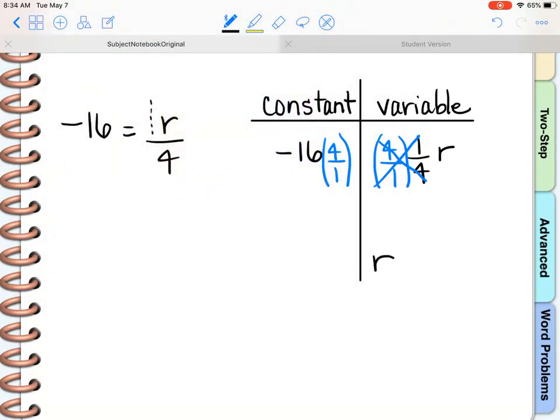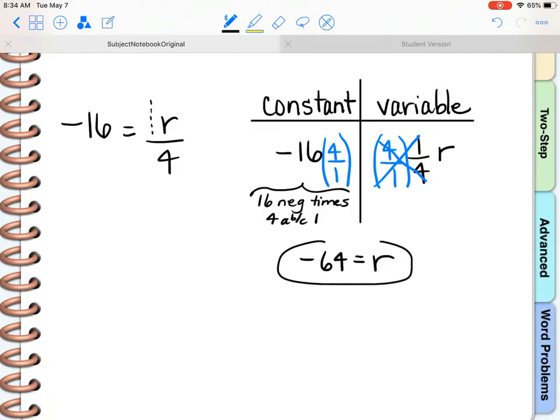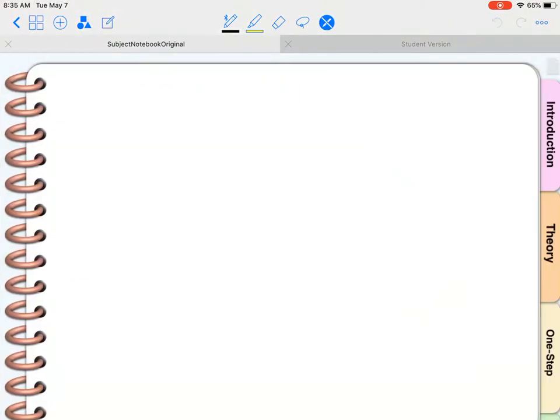So I'm left with r on this side, and then negative 16 times 4 ABC 1, and that is negative 64 as the solution. Okay, one more of those.